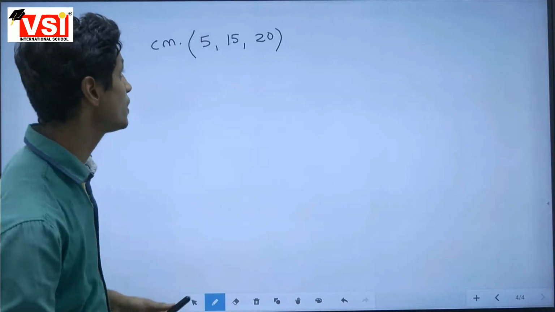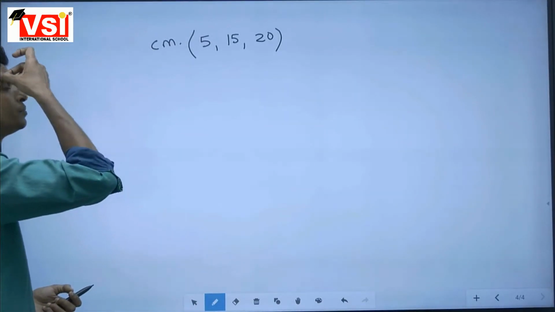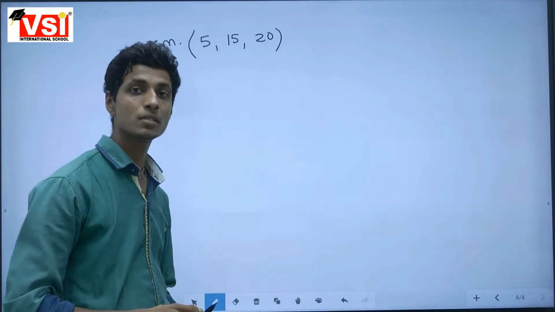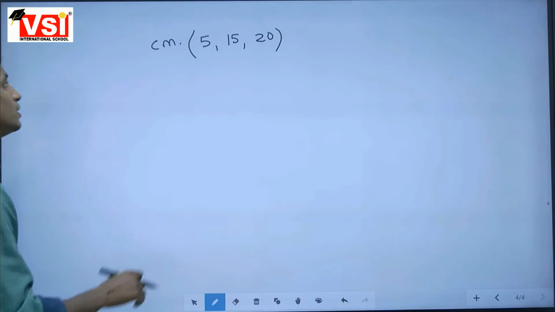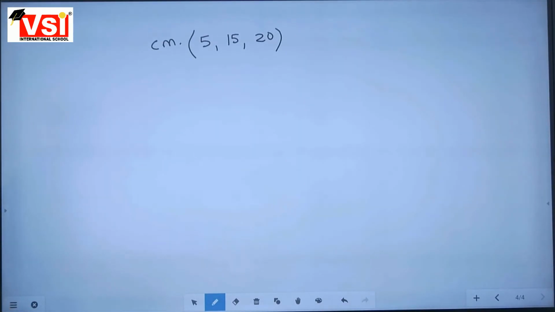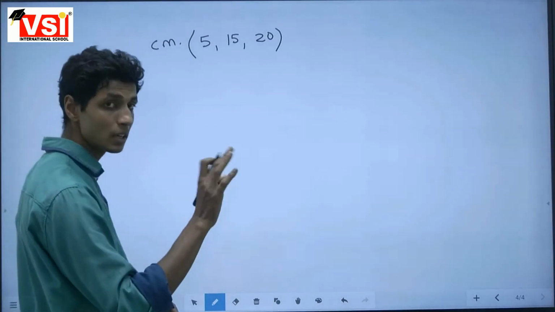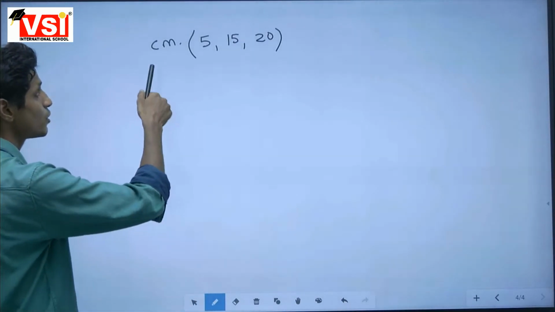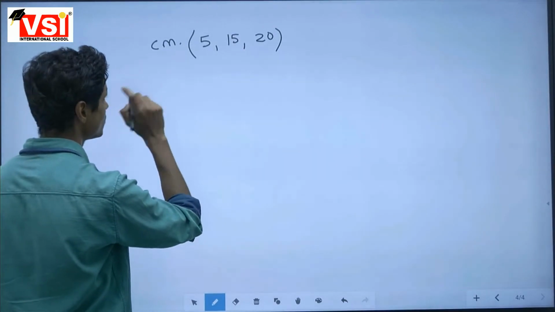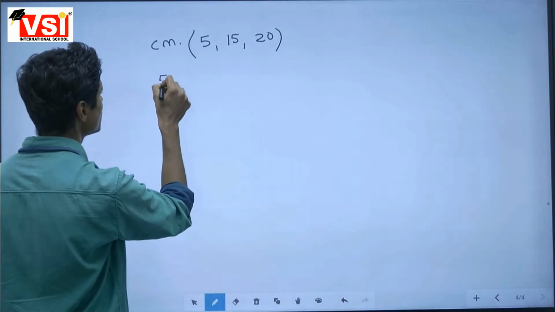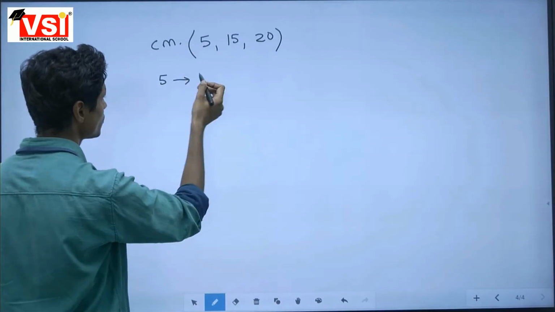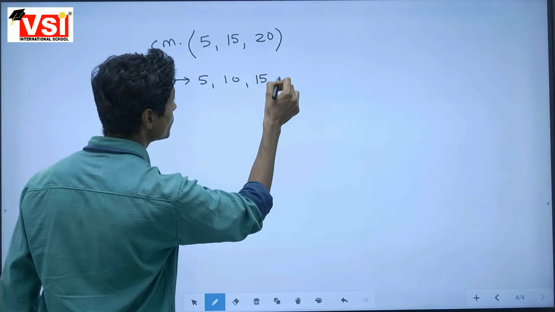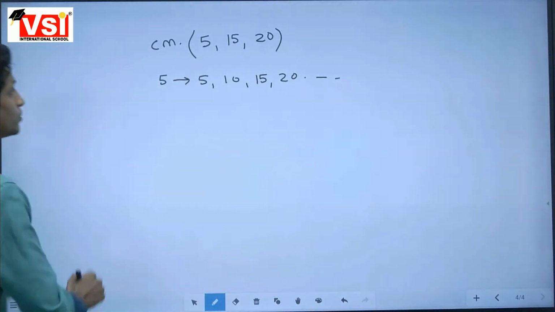And in the same way, we were having an unlimited number of multiples for any number. In the same way, we will be having an unlimited number of common multiples for a given group. So for common multiples, if you write the multiples of 5, just write the table of 5: 5, 10, 15, 20 and so on. Fine.